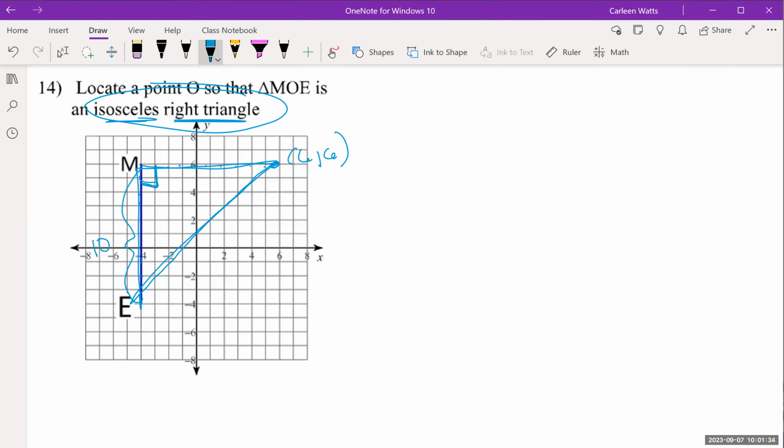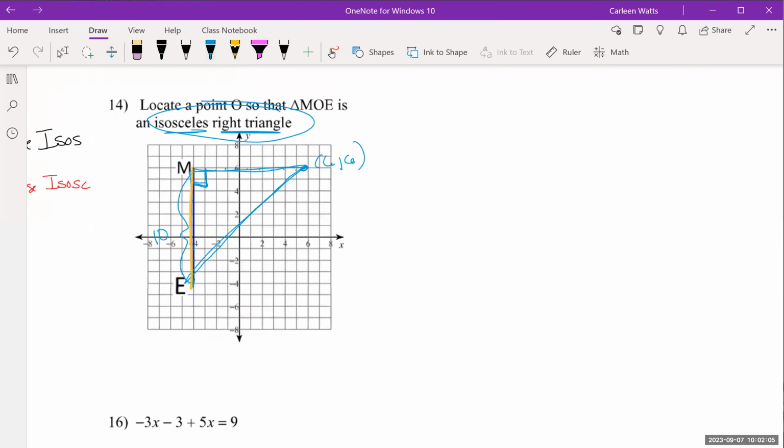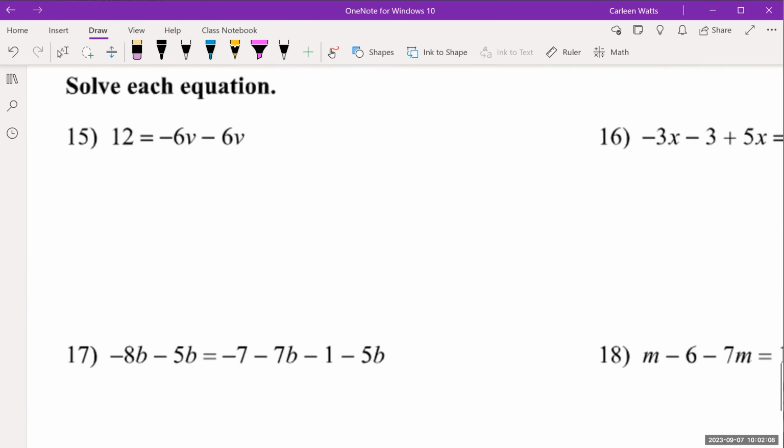Could I also start at E and go 10 units to the right? There's another one I could do. So you want to do either this one or you could do one here. But I'm not going to do a bunch of triangles overlapping. Okay, so there is an option for an isosceles right triangle. If that's confusing, we can talk about that more.